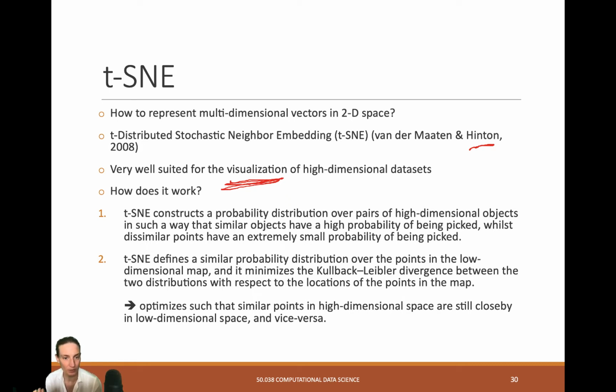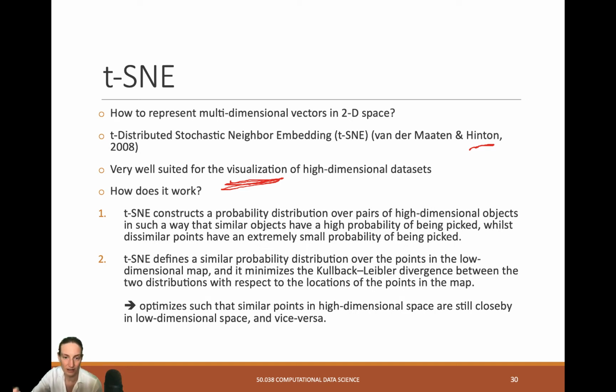Step two, t-SNE defines a similar probability distribution over the points in the low dimensional map. So also in this low dimensional map, we're saying that similar objects should have a high probability of being picked. Dissimilar objects should have a low probability. Now we have two probability distributions. How can we make sure or optimize that two probability distributions look similar?